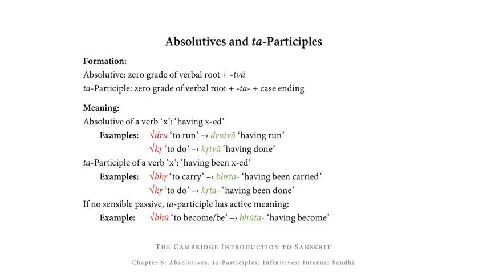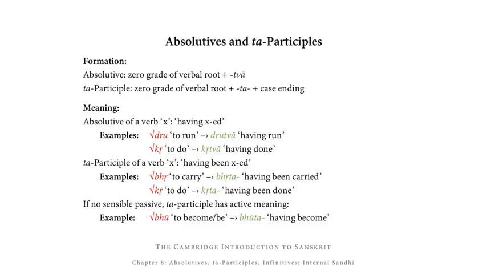The ta participle of a verb x, on the other hand, would be "having been x'd." So, whereas the absolutive would be past active, the ta participle would typically be past passive. For example, of bhṛ, to carry, we get bhṛta, "having been carried," or of kṛ, to do, we would get kṛta, "having been done."